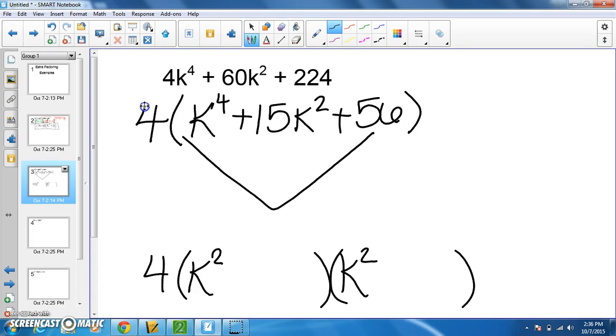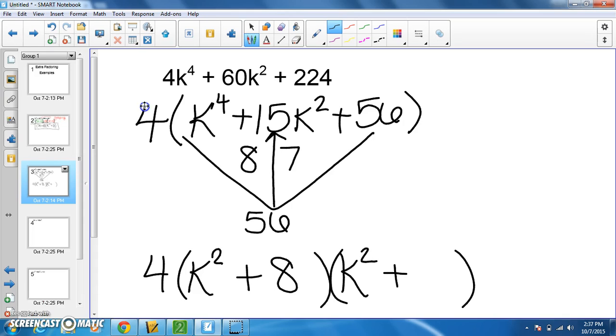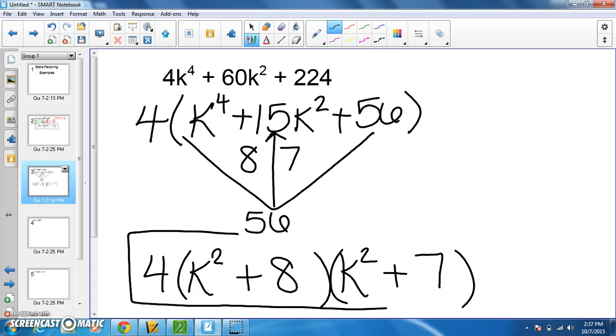So I do 1 times 56 is 56, and what 2 numbers multiply to 56 and add to 15? My answers would be 8 and 7. So I'm going to go ahead and fill them into our factors. So now we have 4 times k squared plus 8 times k squared plus 7. Can we factor any of those further? We cannot. And we have factored our quadratic.